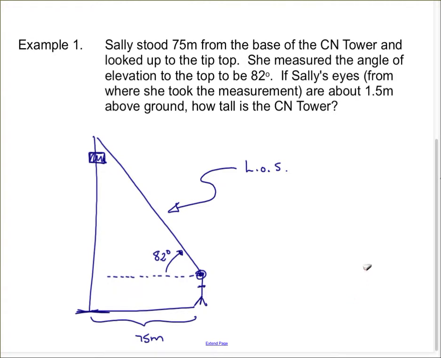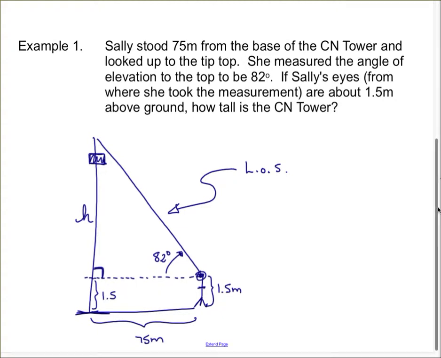If Sally's eyes, from where she took the measurement, are about 1.5 meters above the ground, so this in here is 1.5 meters. How tall is the CN Tower? So here's the height of the CN Tower. Now, of course, when we find it, we're finding the height part of this triangle, and we still have this 1.5 meters on the bottom to add in after we're done, because that's part of the height too. So let's figure this out.